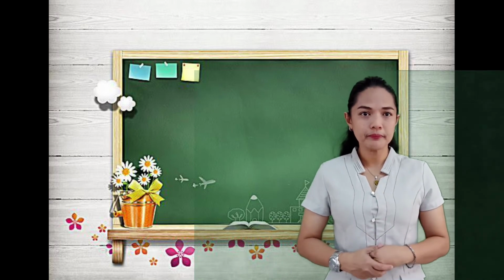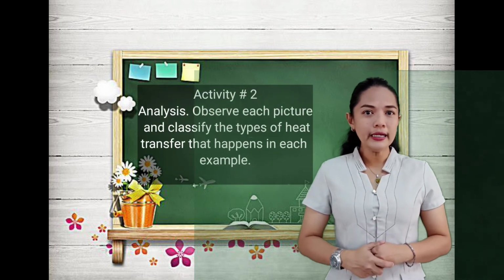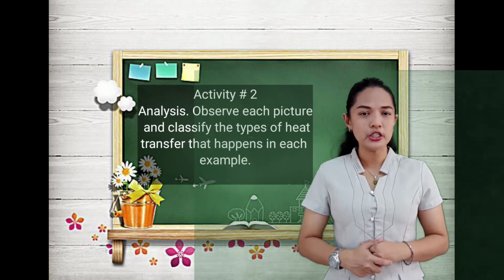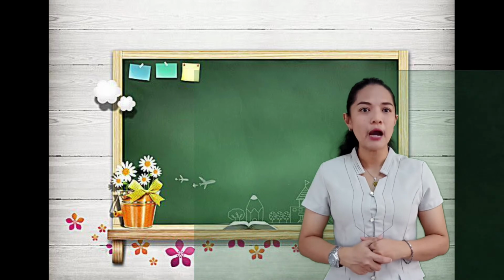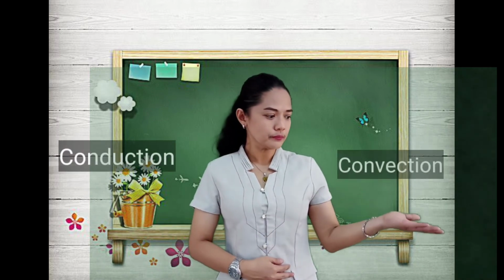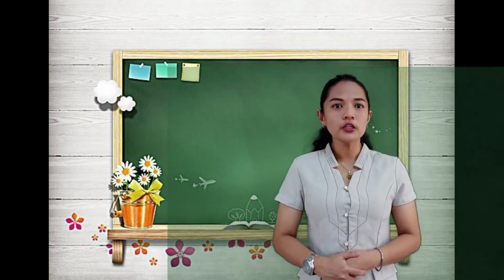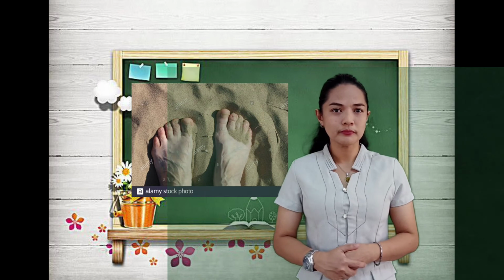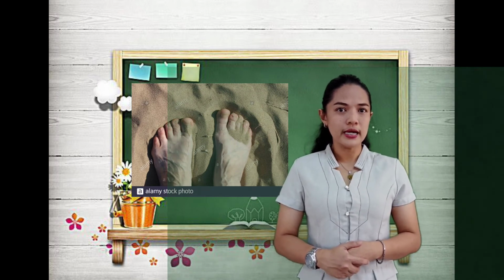For this activity, Activity 2, analyze and observe each picture or image and classify the types of heat transfer that happen in each example. Identify if they are conduction, convection, or radiation. The first one, the warm sand on your toes at the beach. Second, the aircon are placed on high places because warm air rises and cool air sinks.